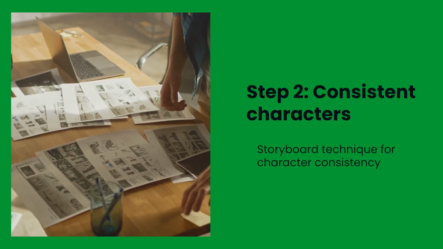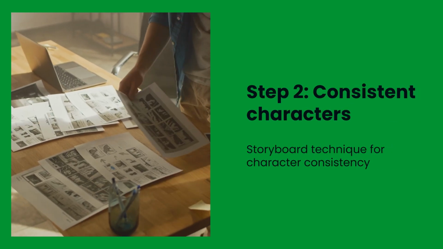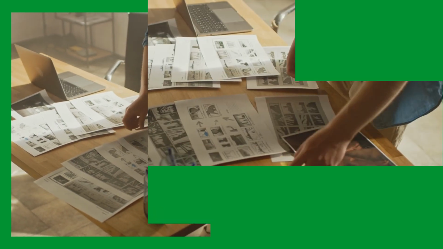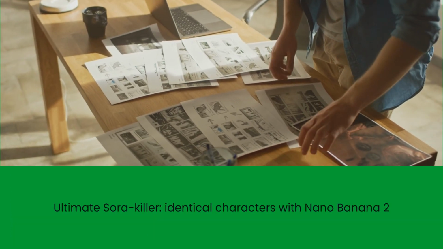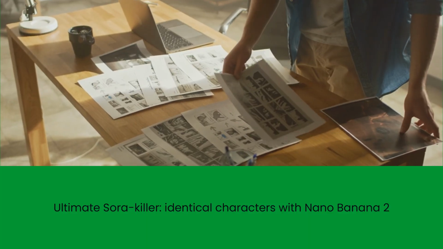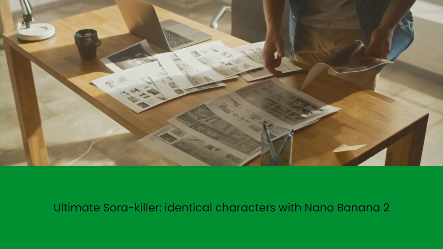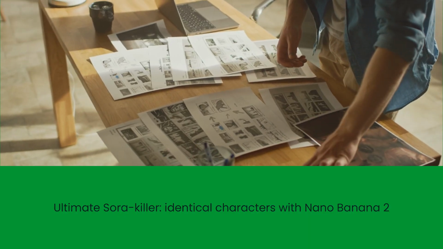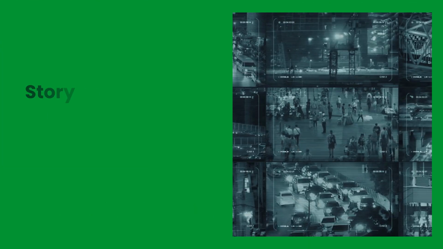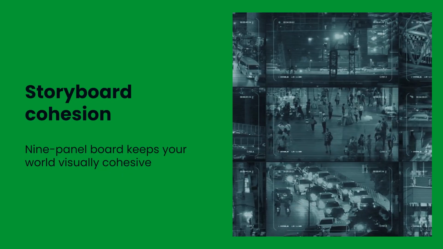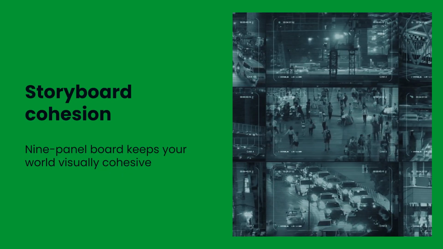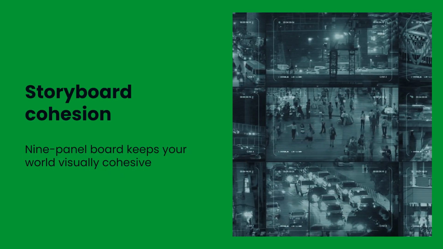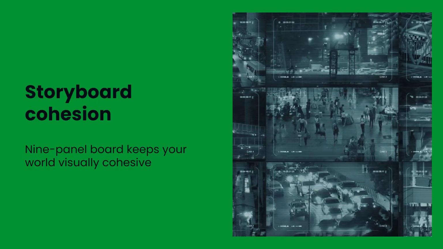Step 2. Consistent characters, using the storyboard technique. Consistency is the ultimate Sora killer feature. Keep your characters identical across every scene with Google Nano Banana 2, free via Gemini. Generate a 9-panel storyboard. Thanks to self-attention, the model analyzes every detail, ensuring your world stays visually cohesive and immersive.